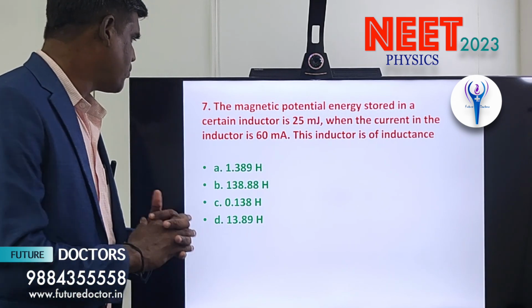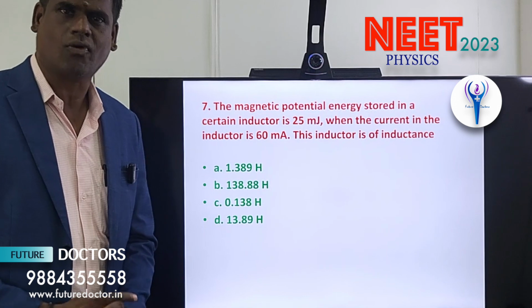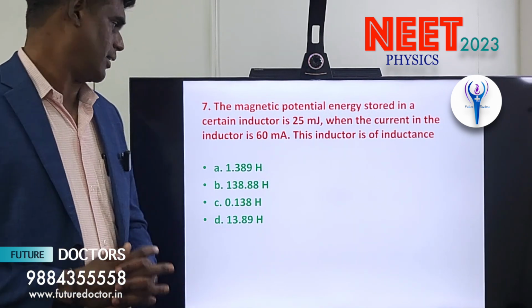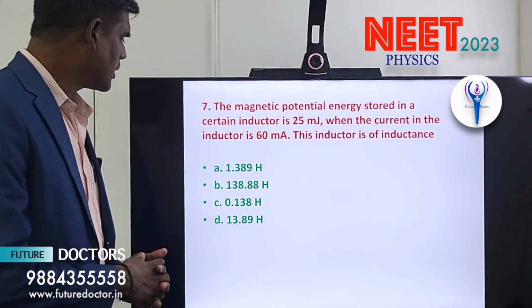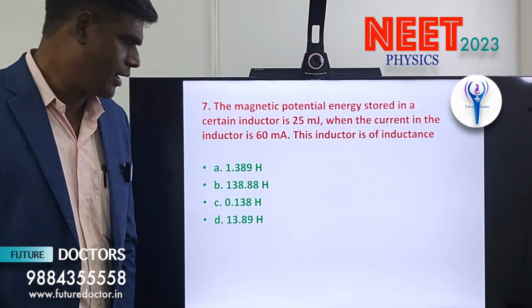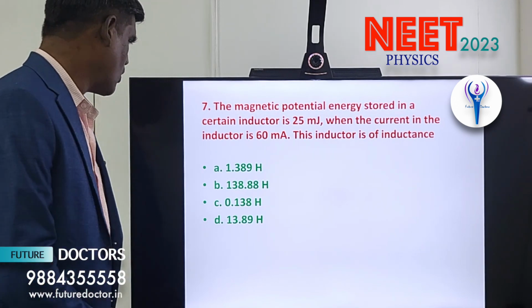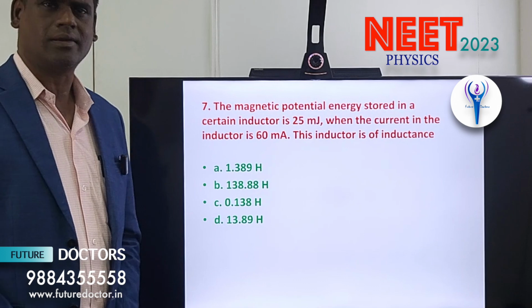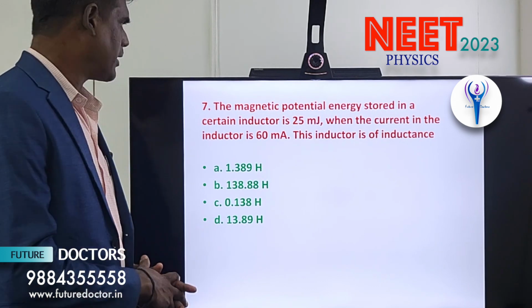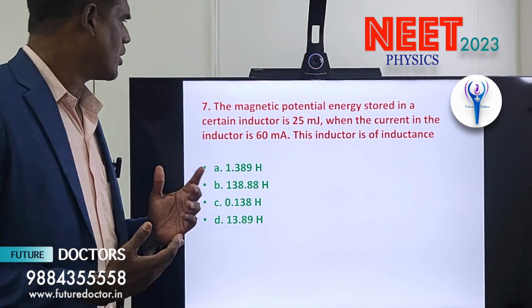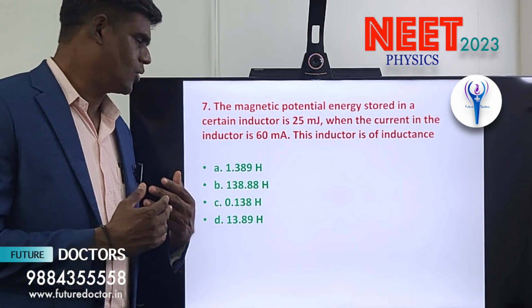Option A 1.389 H. What is H? H is the unit of inductance, Henry. And B option 138.88 Henry. C option 0.138 Henry. Last option 13.89 Henry. So before applying this, you want to convert millijoules and milliampere into normal joules and ampere, and then you can apply.